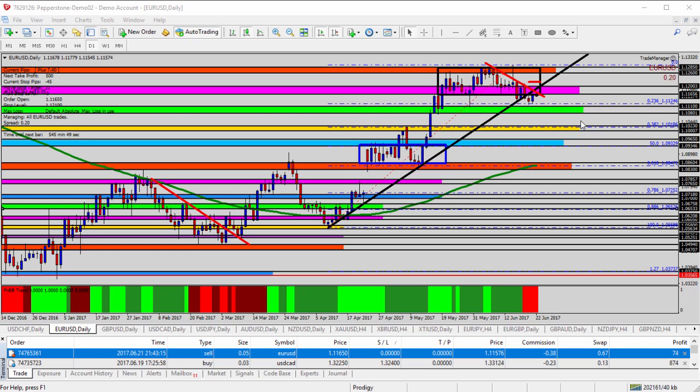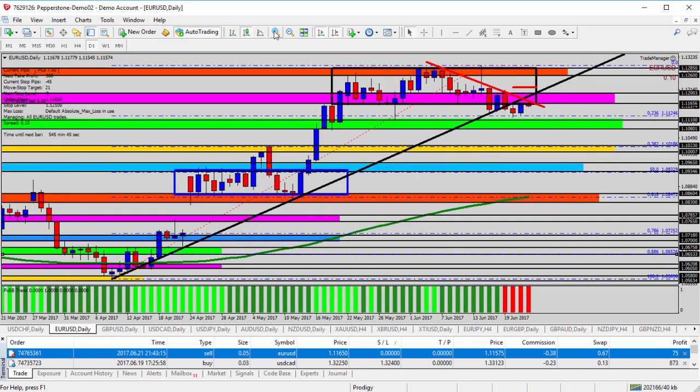Not only are we underneath support acting as resistance, we're also underneath the longer term trend line. The black trend line here rising from the bottom of the chart. You can see the market is underneath there. Let's go ahead and zoom it in a little bit. You can see the market broke underneath the black trend line. Not only did it break the black trend line, it broke the pink shaded area between 1.1165 and 1.1200.